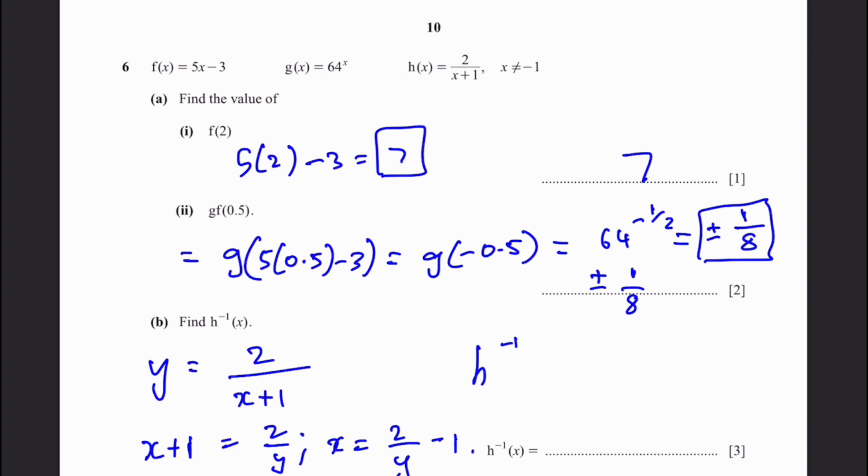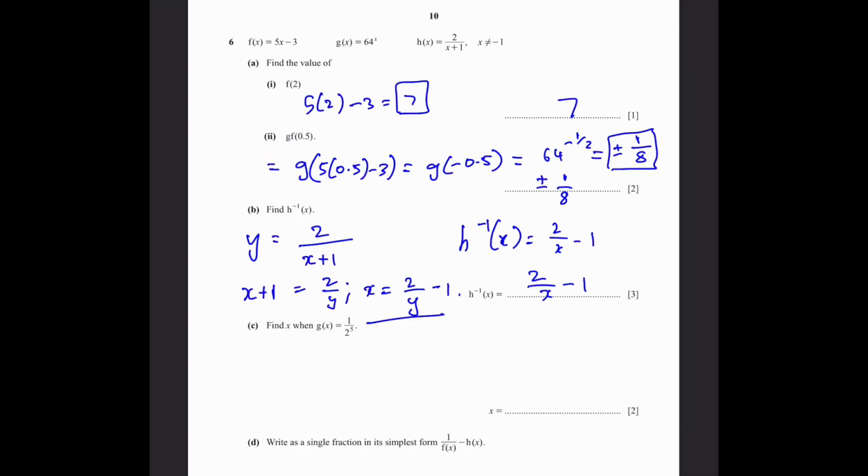So h inverse of x is just going to be 2 by x minus 1, because we need a variable x, we don't need y. We need to make this in terms of x. The reason we use the y here is so we can have another variable and then solve for x, or make x the subject, which is what we did. And that's h inverse of x, 2 by x minus 1.